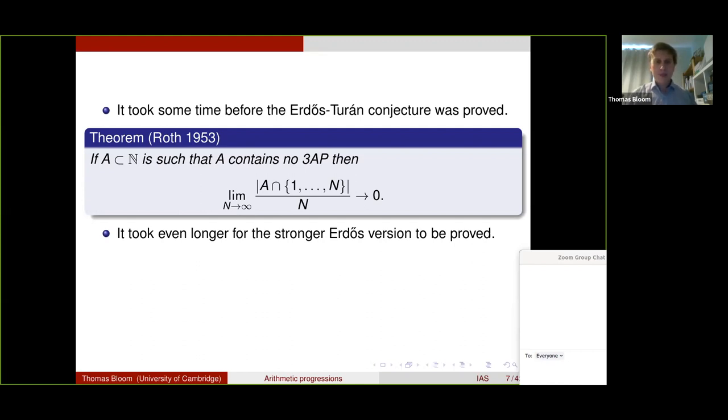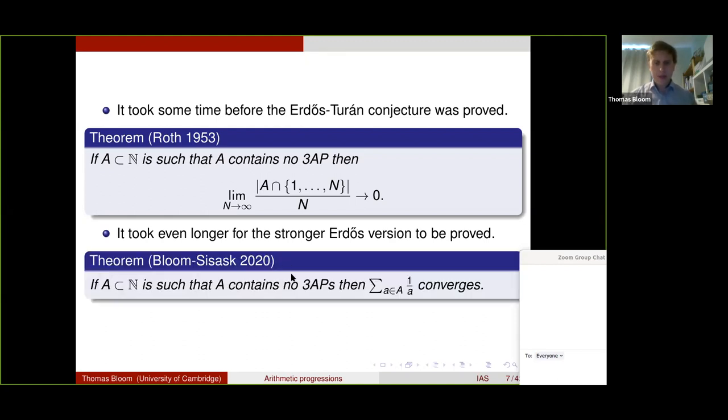And it took even longer for this stronger version to be proved, and that's the main result that I'm talking about today. So that's if A is a set of natural numbers which contains no three-term arithmetic progressions, then the sum of the reciprocals converges. Okay, which is much stronger than just having zero density. You really must be quite sparse for that to happen.